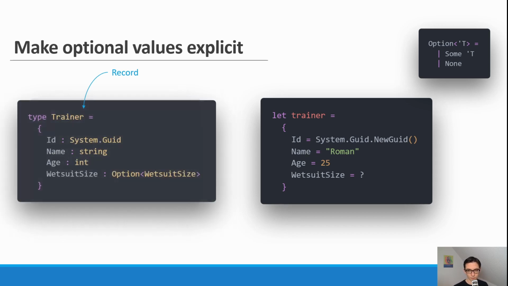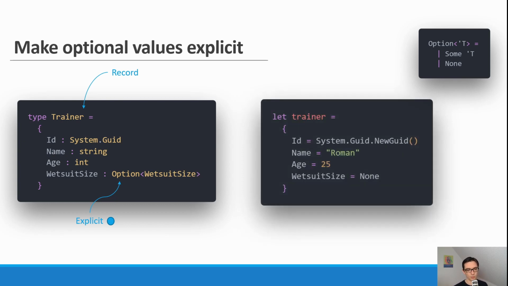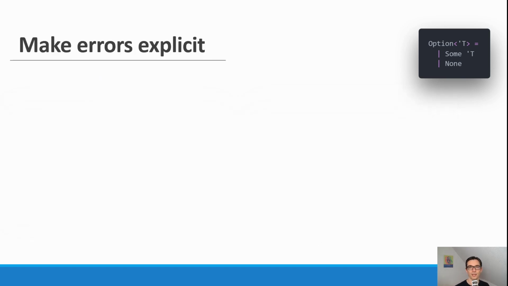Well, we could change the type of our trainer in order to make the wetsuit size an option. And when we are doing this, we are again being explicit in here. So then when we create a trainer and we don't have the actual wetsuit size, we just instantiate it with none. Okay, so let's use options to make errors explicit.